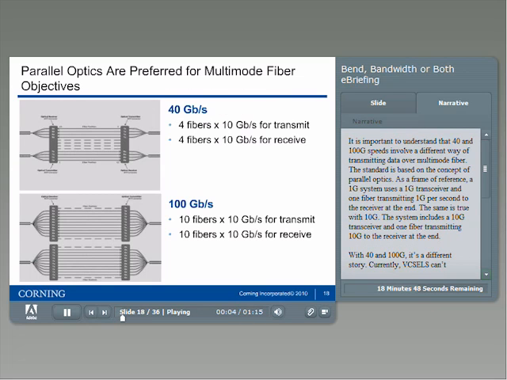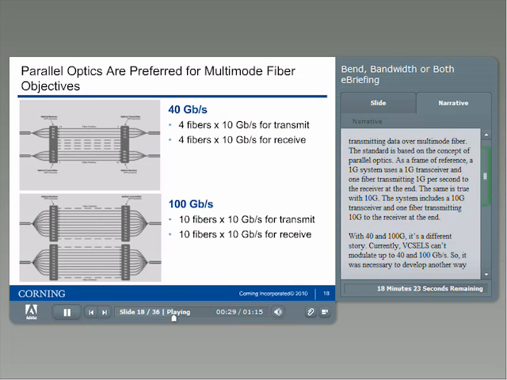It is important to understand that 40 and 100 gig speeds involve a different way of transmitting data over multimode fiber. The standard is based on the concept of parallel optics. As a frame of reference, a 1 gig system uses a 1 gig transceiver and one fiber transmitting 1 gig per second to the receiver at the end. The same is true with 10 gig. The system includes a 10 gig transceiver and one fiber transmitting 10 gig to the receiver at the end.